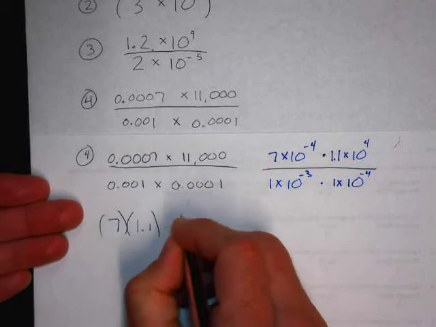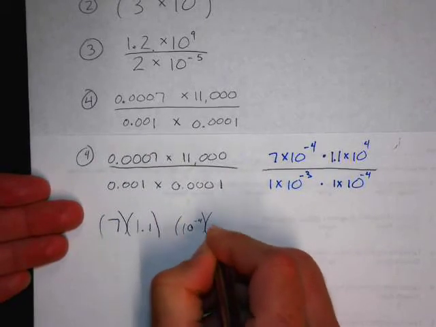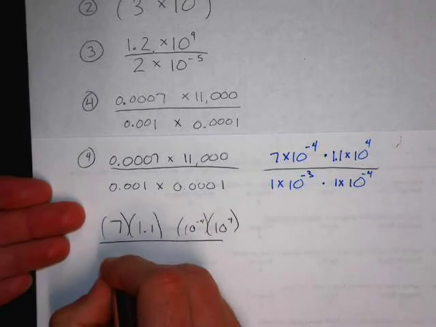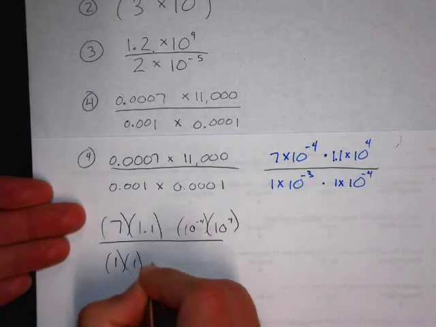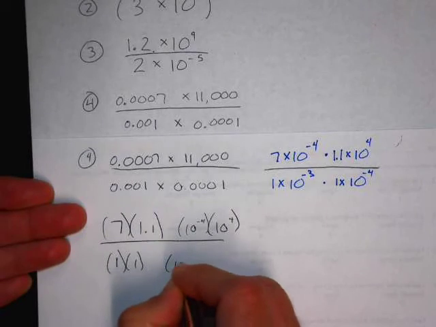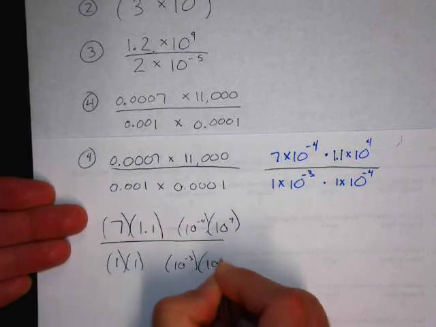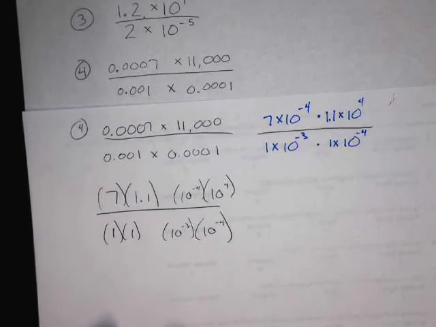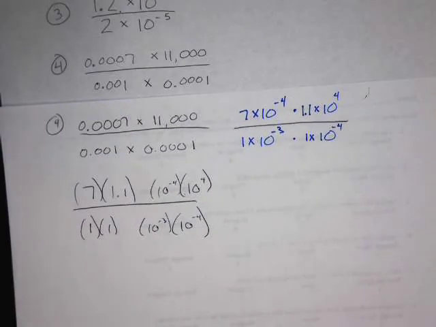And then I can multiply 10 to the negative 4 times 10 to the positive 4. And then in the denominator, I can multiply 1 times 1, and then 10 to the negative 3rd power times 10 to the negative 4th power. Okay, so I can use the same two principles from number 1 and number 2 and number 3. So we can start crunching numbers.